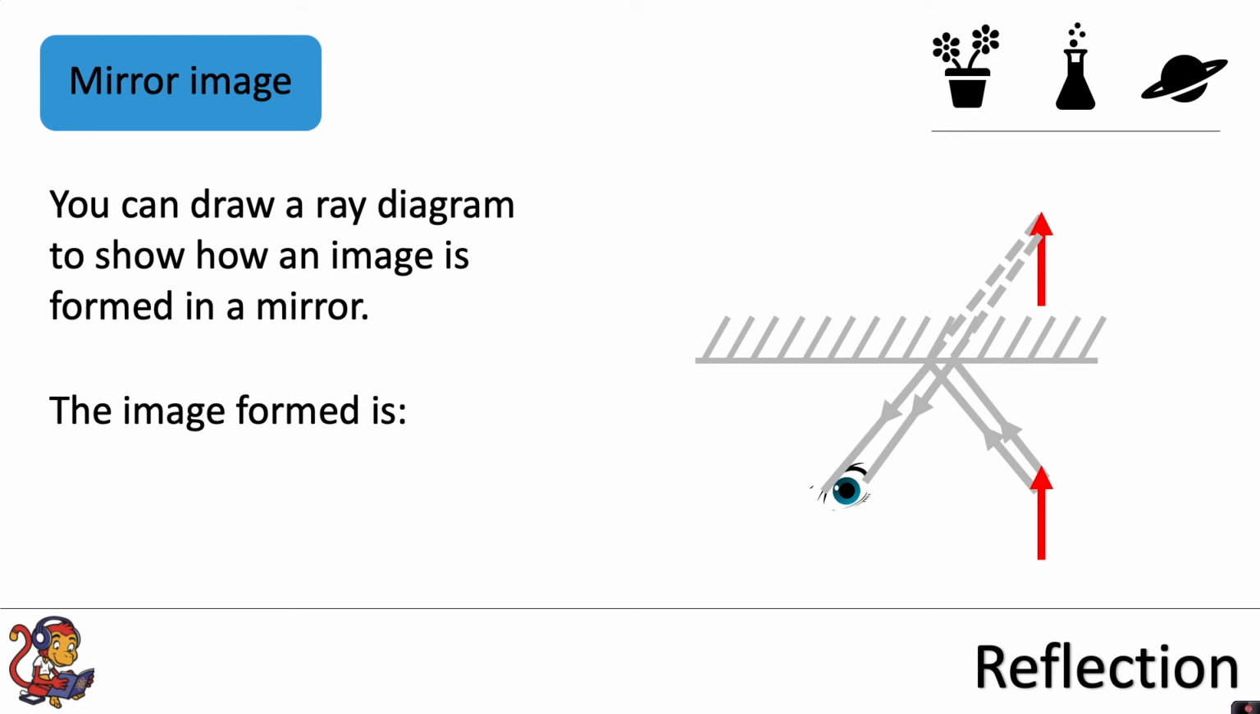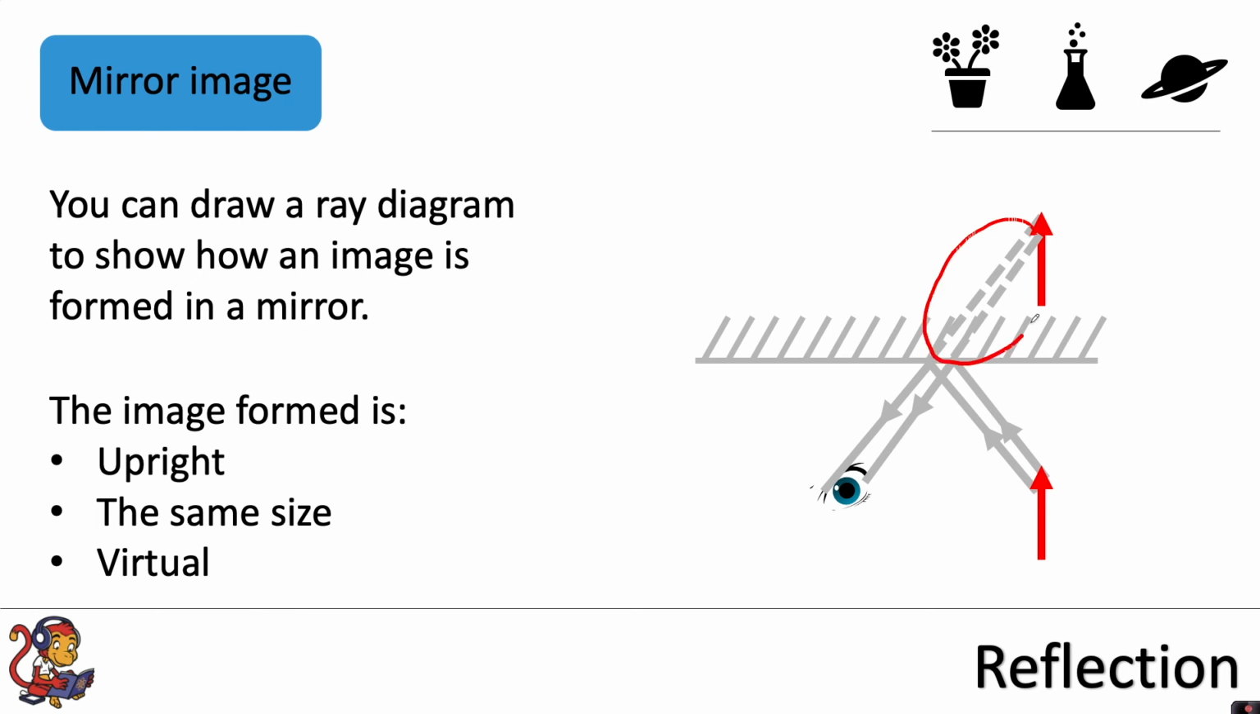The image that's formed is upright, it's the same size, and it's called a virtual image. And the reason it's called a virtual image is these dashed rays in the diagram represent virtual rays. So the actual light rays are reflecting off the object and then reflecting off the mirror into your eye, but that image can't be projected anywhere else.